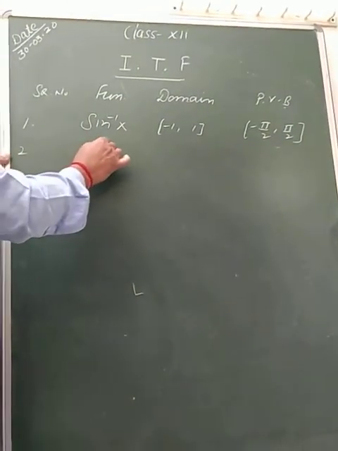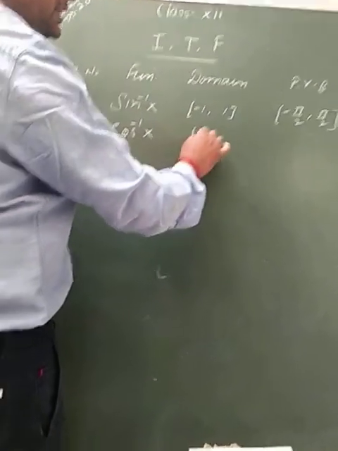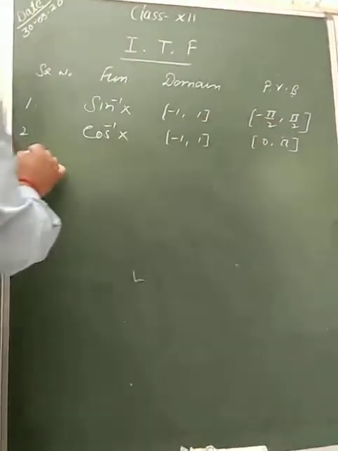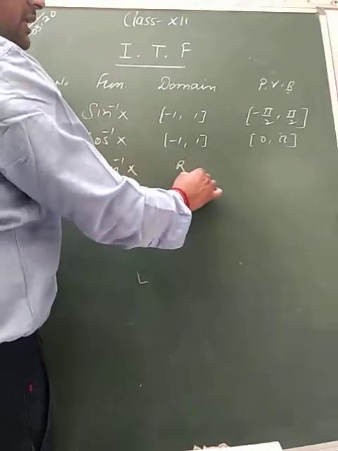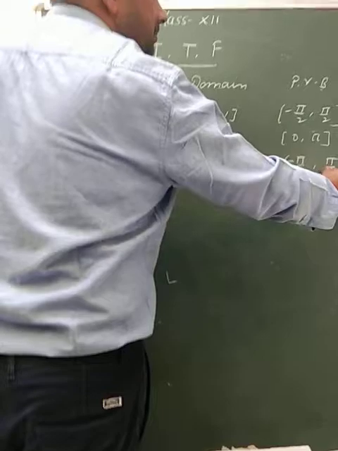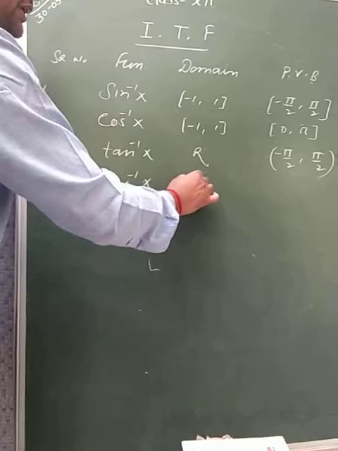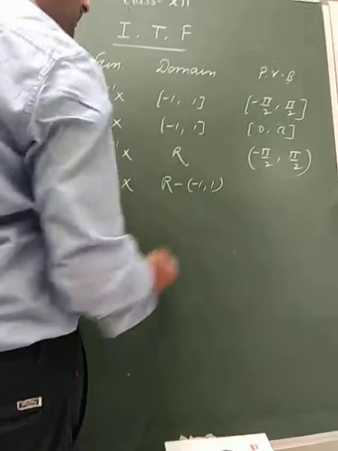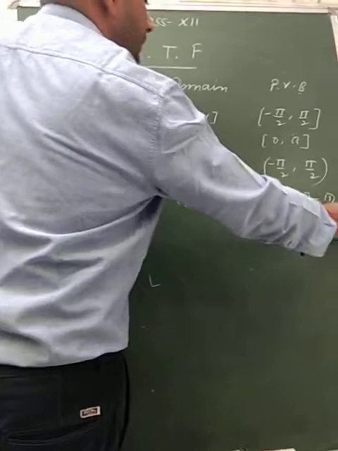Similarly cos inverse x: domain is minus 1 to 1 and principal value branch is 0 to pi. Tangent inverse x: domain is real but principal value branch is minus pi by 2 to plus pi by 2. Secant inverse x: domain is all real except minus 1 to 1, and principal value branch is the same as cos but not pi by 2.